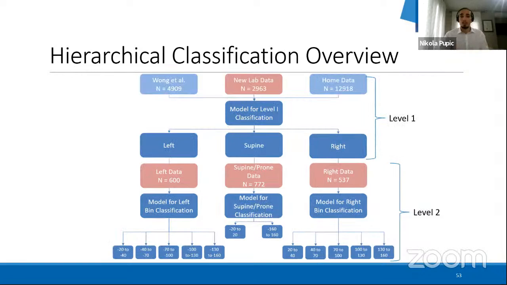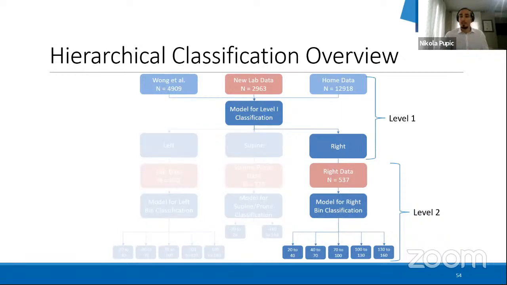Looking at the overall hierarchical classification, if a data point being predicted was at 45 degrees, the first level would predict right, and the second level would predict a bin containing 45 degrees, which in this case is the 40-degree to 70-degree bin. The reason for taking this approach is that it reduces the number of positions the model needs to choose between when picking a specific bin. In the 30-degree bin case, if we were to try and immediately predict a specific bin, we would be choosing between 12 different options. By first choosing between supine, right, and left, the model now only needs to choose between 5 right bins to classify the 45-degree position.